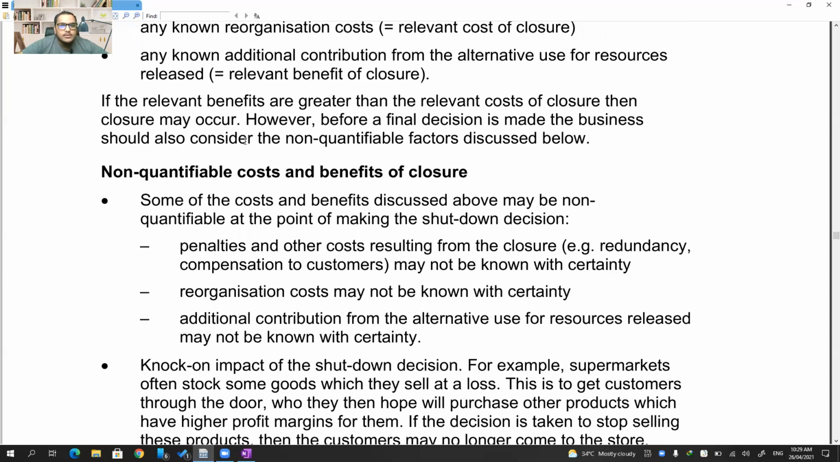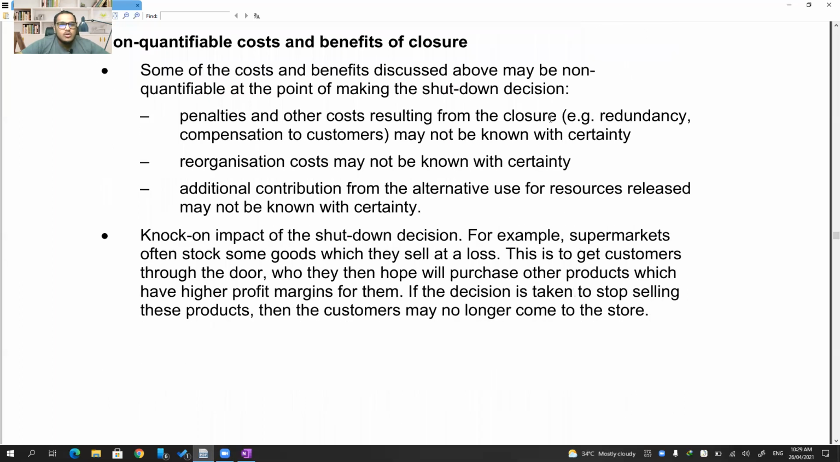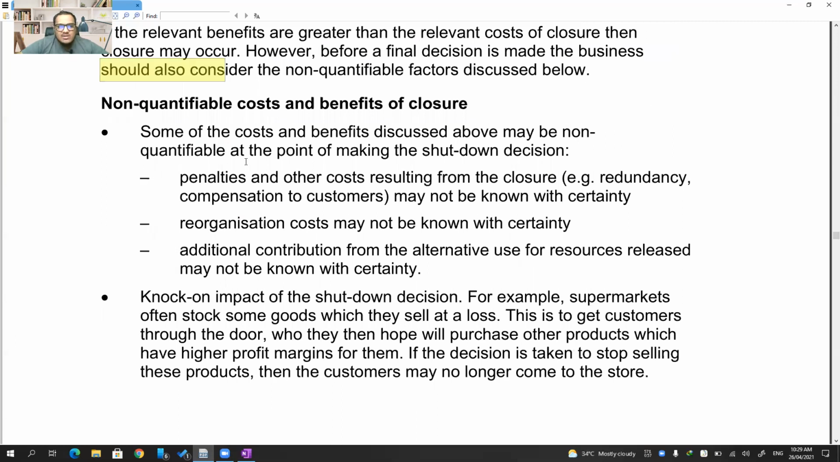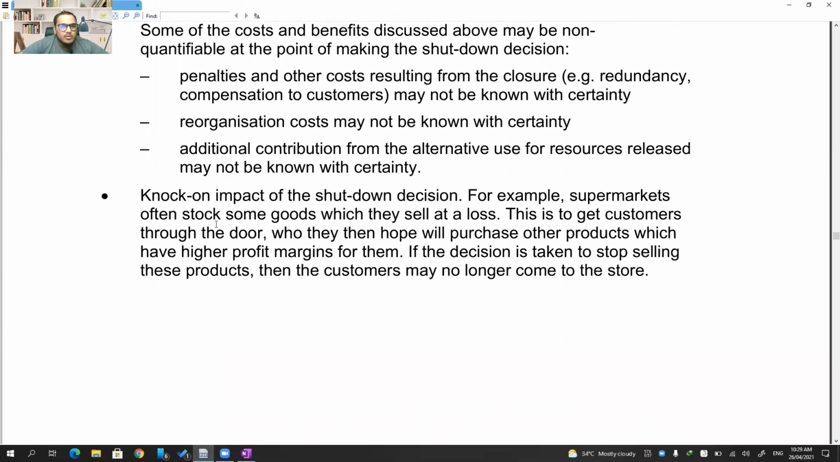If benefits are more, then you may go ahead and close that. If the costs are more, then ignore that, don't do that. Non-quantifiable costs and benefits, I'm not going to talk about these things.